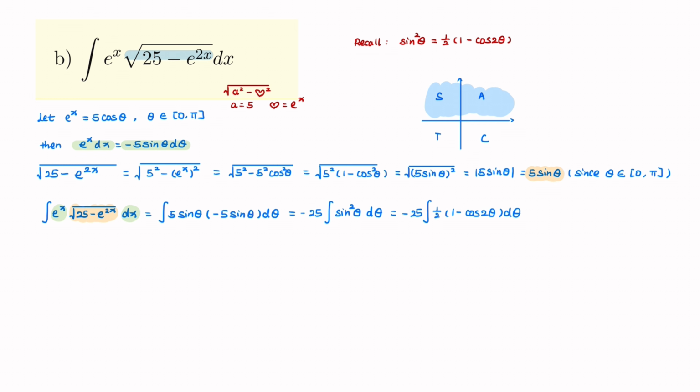Okay, and I can move this 1 over 2 out. That's gonna be negative 25 over 2 times the integral of 1 minus cosine 2 theta d theta. And this one is easy to evaluate, so I continue here. So that's gonna be negative 25 over 2. This 1 becomes theta, and then negative cosine 2 theta becomes negative sine 2 theta, sorry, over 2. Forgot one part. 1 over 2 here, and then plus a constant.